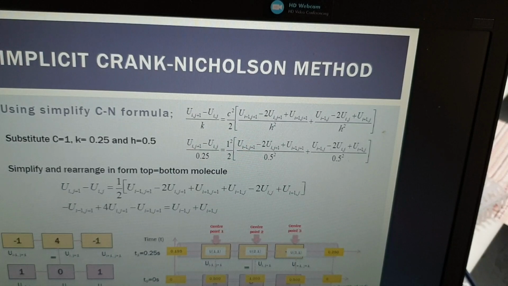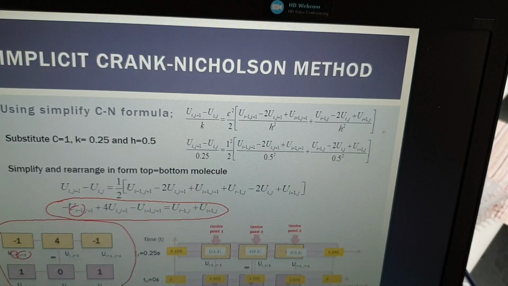This is the molecule formula which I create based on this final simplified equation. From here, as I mentioned, it must be in the form of top equal to bottom. For the top one, this is u_i-1,j+1. I minus 1 is the position over here, j plus 1 is here. This is at position j plus 1, this is at position j. This is i, this is i minus 1, this is i plus 1 position.